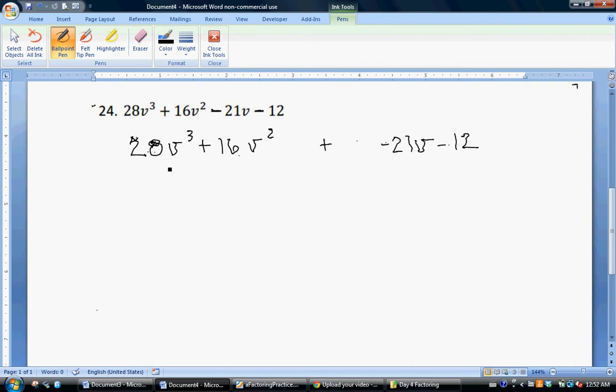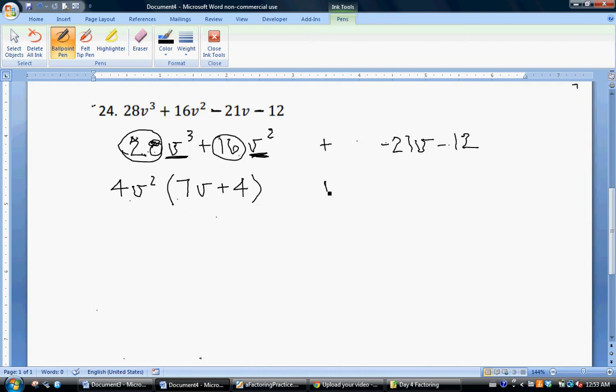If we look at this first term here, what number can we divide 28 and 16 by? The answer is 4, okay? And then here we have 3 v's, and here we have 2 v's, so that means we have at least 2 v's we can take out. We can divide them out. So let's look at what's left in here. When we divide out a 4 from the 28, we get 7. And when we take out v squared from v cubed, we have 1 v left. And then here, if we divide by 4, we get 4. And the v squareds all went outside. So that's the end of that.